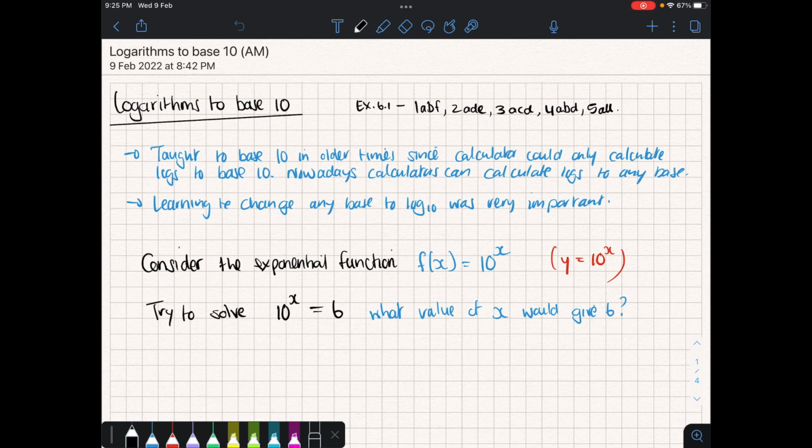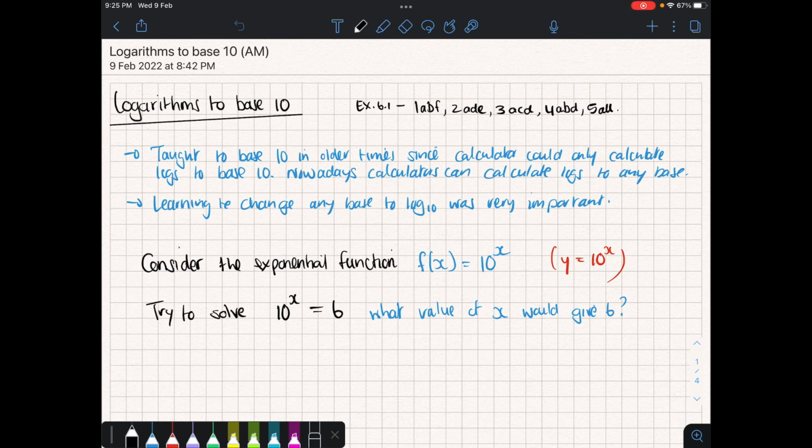So before we even think about logarithms, let's think about an exponential function, and we can think of this function f of x equal to base 10 to the power x. Okay, and another way of saying that is we're looking at the function y equal to 10 to the power x. Now let's consider if we were trying to solve 10 to the power of x equal to 6. Right? The idea is we're asking what value of x would give us 6.